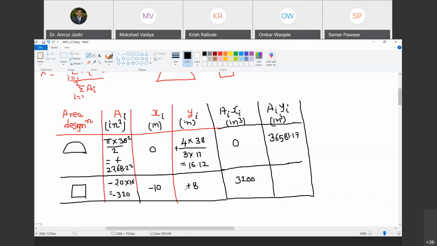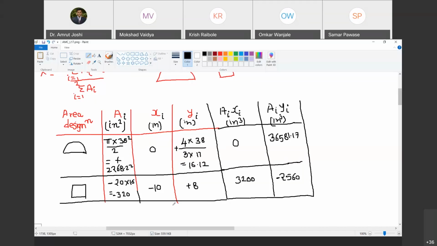And what about this? What is summation AiYi? 320 into 8, minus 320 into 8. So tell me how much is that? 2,560, but with negative sign. Are you with me? Yes, sir.